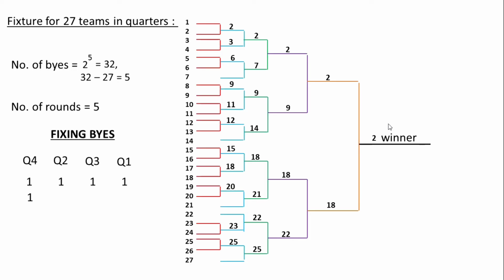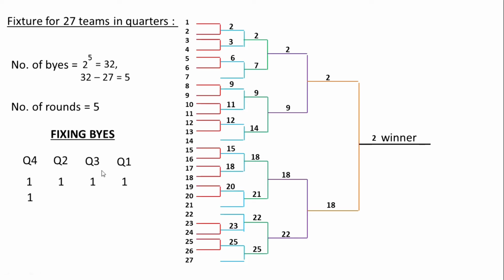And here first we have got the number of byes, that is 2 to the power of 5 is 32, and total number of teams are 27, so 32 minus 27 is 5, so we are having total byes 5, and number of rounds are 5, that is 2 to the power of 5. And how to fix the byes?